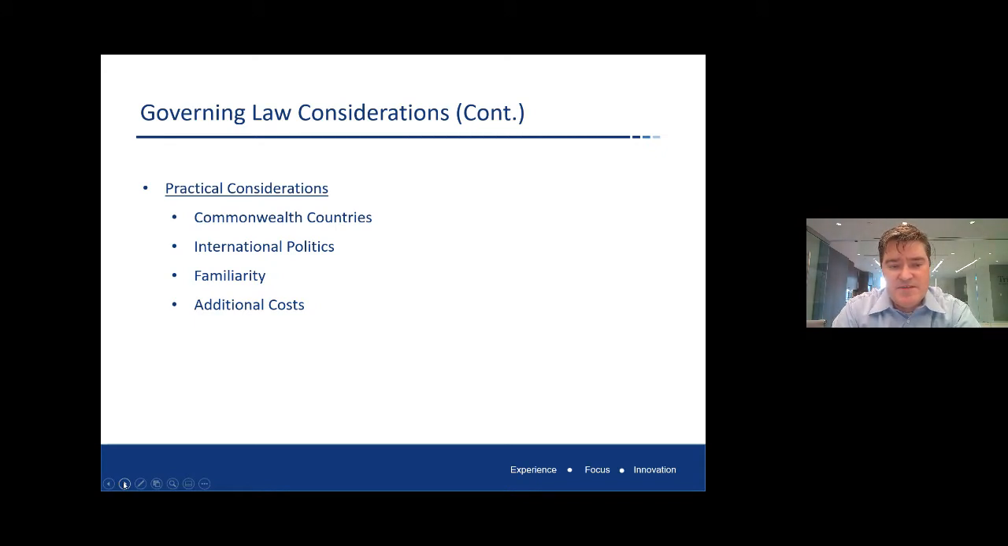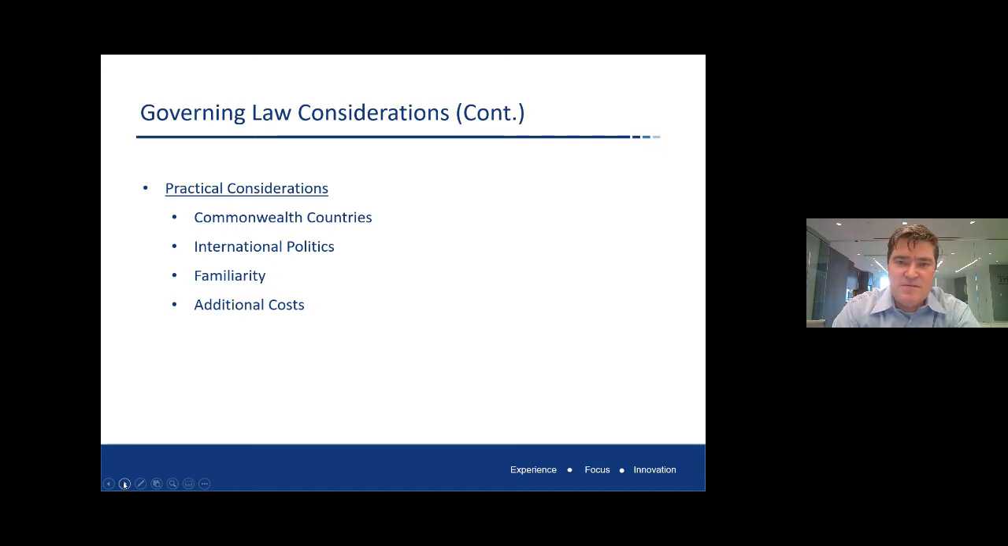Familiarity, I touched on this a minute ago, but basically what are the parties to the transactions most familiar with? If the majority of lenders and their boards of directors, the sponsors, local counsel, if they're more familiar with New York law than English law, then it will make the transaction easier if you go with the law that they're most familiar with. Conversely, if folks are much more familiar with English law, then that makes that a better decision.